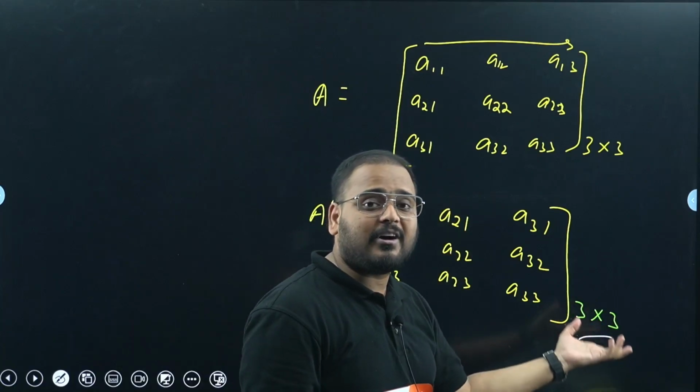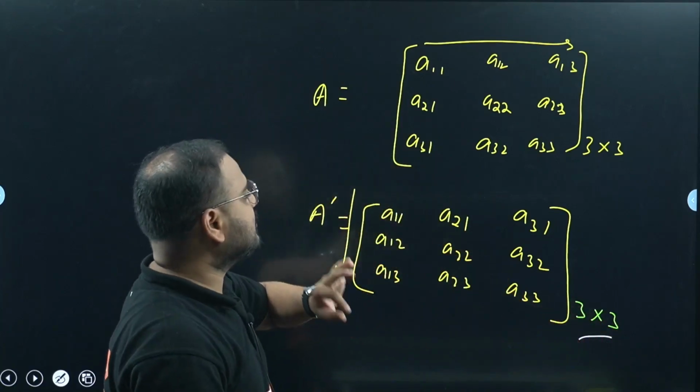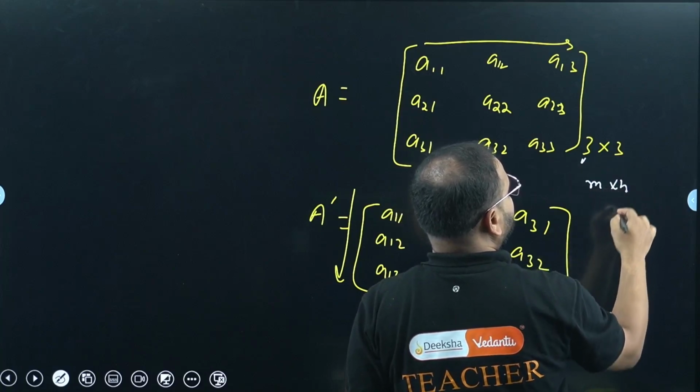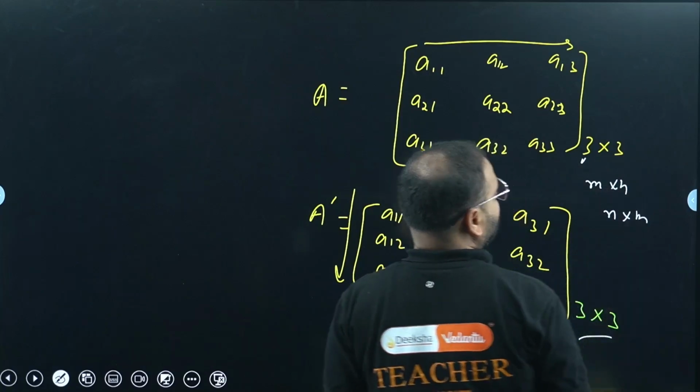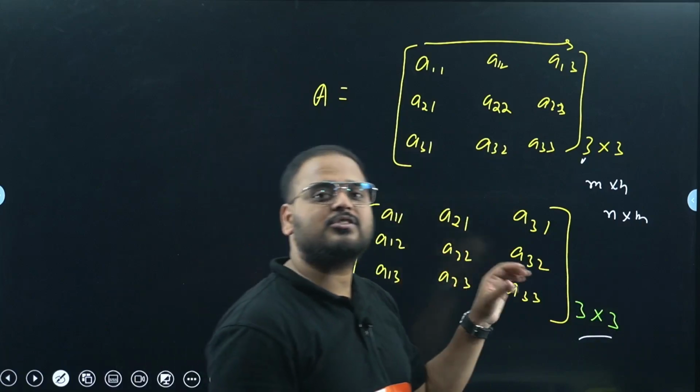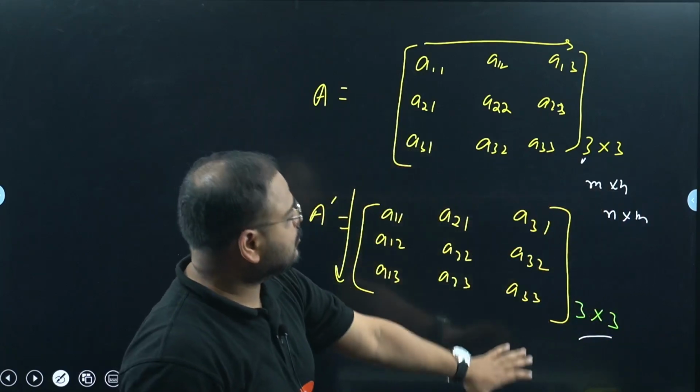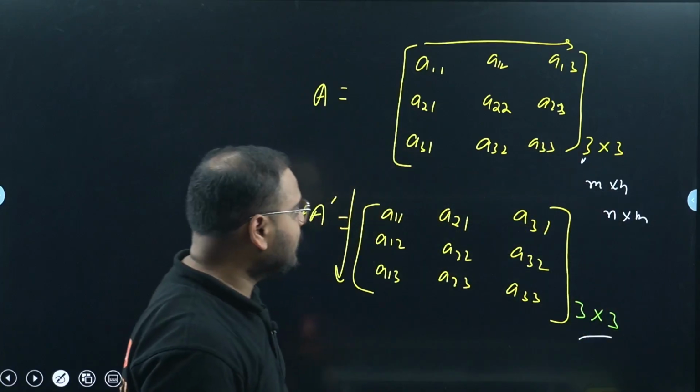But whenever you have a square matrix, do one thing, because think about it. If m and n are same, then even n and m will be same, no? 3 cross 3, if you write like 3 cross 3 or 3 cross 3, doesn't make a difference, right? M cross n and n cross m are same. So the order will remain same. Now what about the numbers?